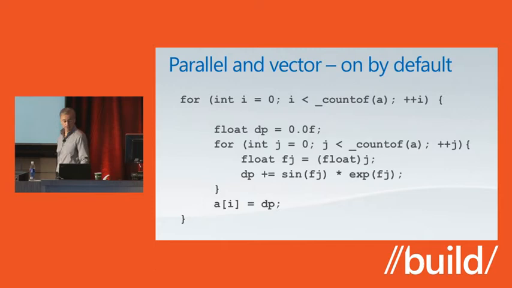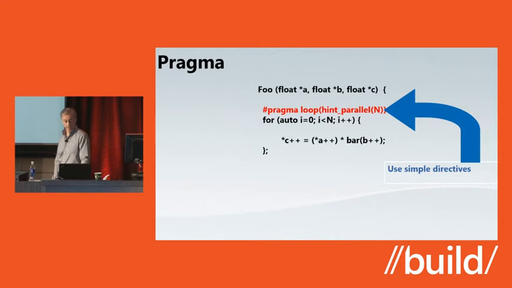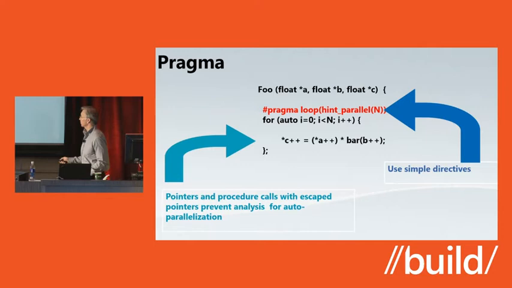The parallelizer and the vectorizer are both on by default. If this is a compute-bound loop, then we will parallelize it for you, if it's legal. It turns out in the world that there aren't many easily identifiable compute-bound loops, so that's why we came up with the pragma. Okay? So the pragma is a simple directive. It couldn't be any more simple, I don't think. And then if the pointers escape or there are procedure calls or we can't figure out whether or not the alias relationships between all these disprove overlap between iterations, we will not parallelize that for you.